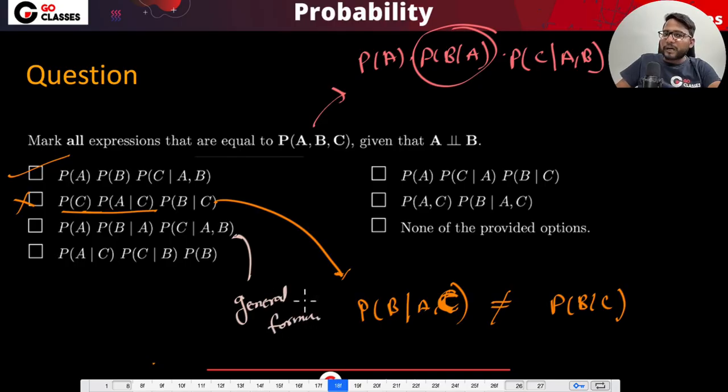And since A and B are independent, you can in fact rewrite this term as probability of B only. But they have not rewritten, that's fine. I mean, this is a general formula, that's fine. Now let's just check this option.